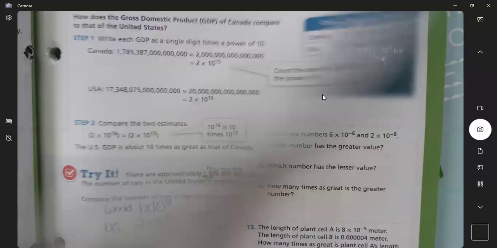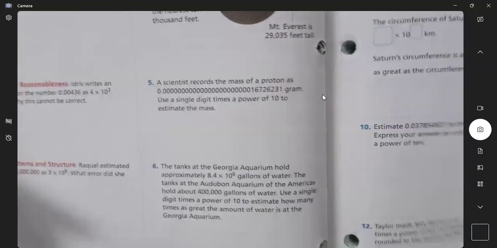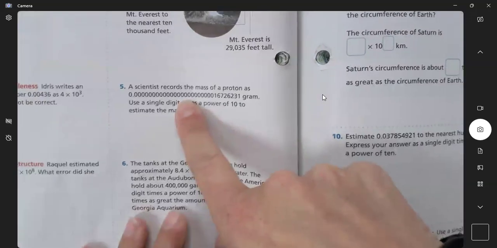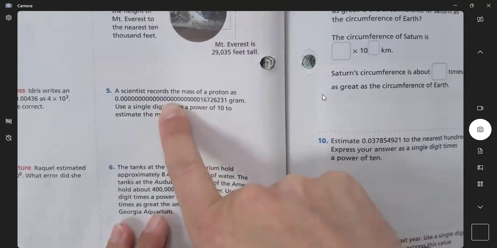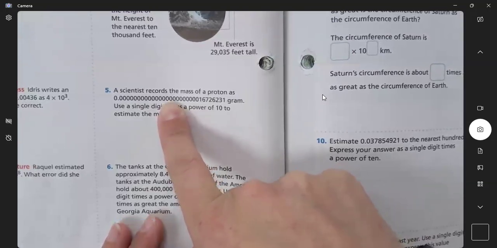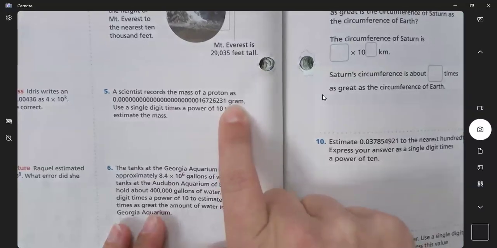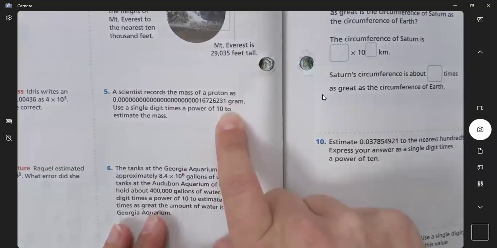All right, as promised, we're going to go look at number 5 now. Oh, I'm so excited. Look at that number. That's a whole lot of zeros and counting. A scientist records the mass of a proton as, can you tell I'm hungry? This, not going to read it. Gram. Use a single digit times a power of 10 to estimate the mass.